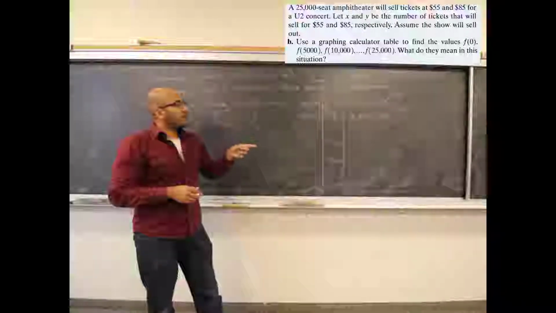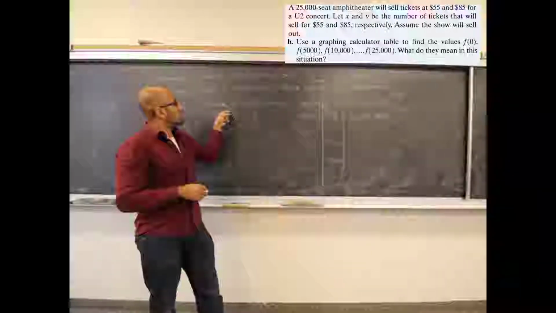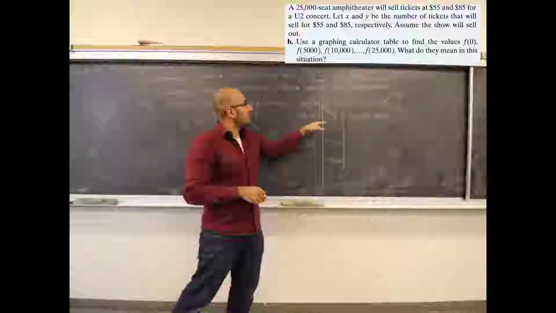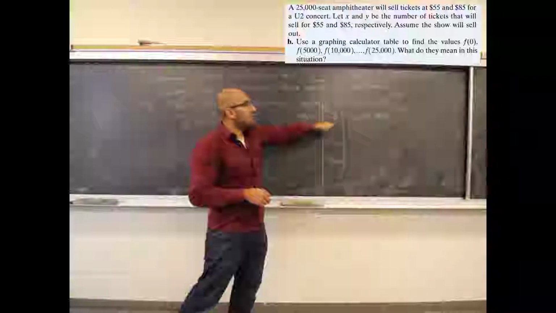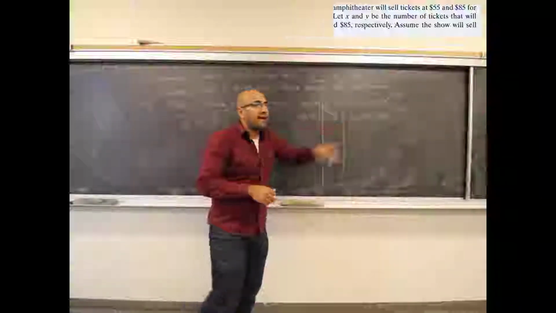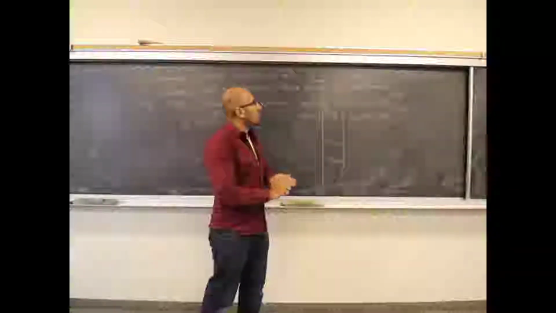Okay, so we're going to get our calculators out. We're going to use this function right in here. And we're going to recreate this sort of a table on our calculators where we input the X values, how many tickets sold for $55, and the output is going to be that guy over there, the total revenue collected.